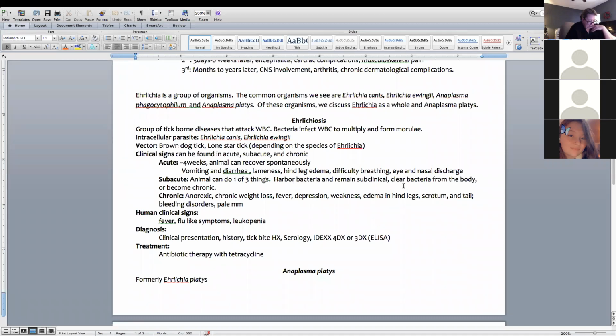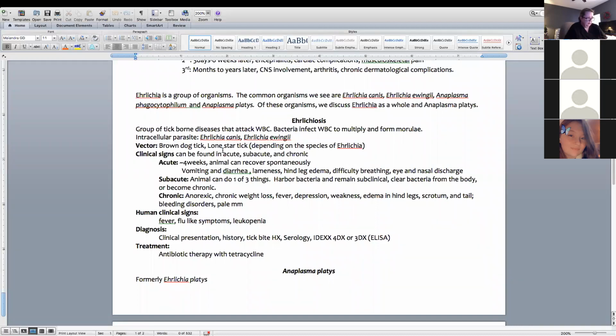And what is the scientific name for the brown dog tick? So this is the brown dog tick, actually Rhipicephalus sanguineus, but I want you to know just for the test, it can be spread by the brown dog tick. So that's fine to know for the test. And the Lone Star tick. But again, we're talking about ehrlichiosis kind of as a grouping of diseases.